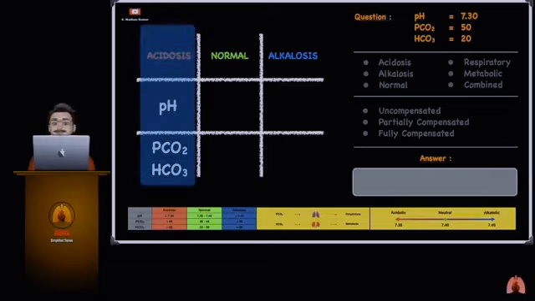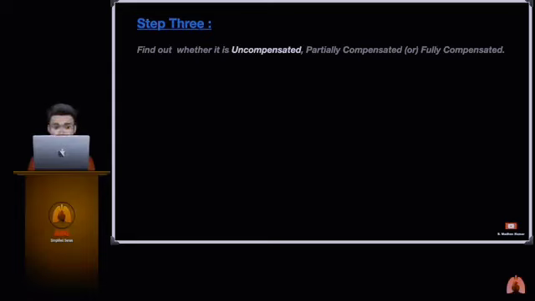As you can see, all three values are acidotic. The interpretation will be combined respiratory and metabolic acidosis. And as the final third step, we need to determine the compensation.